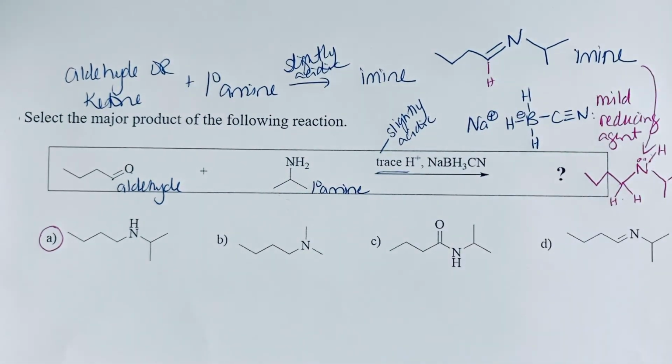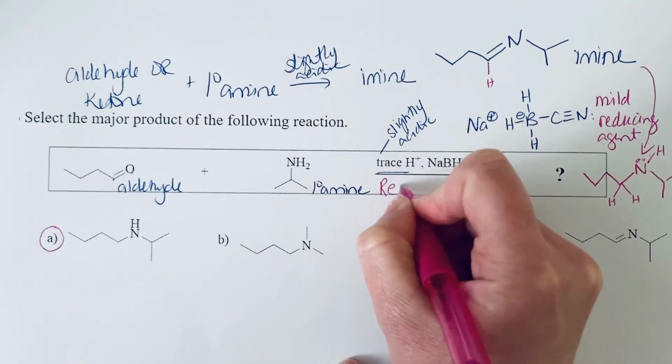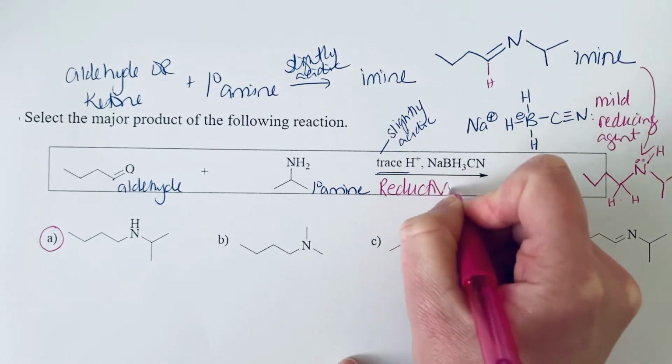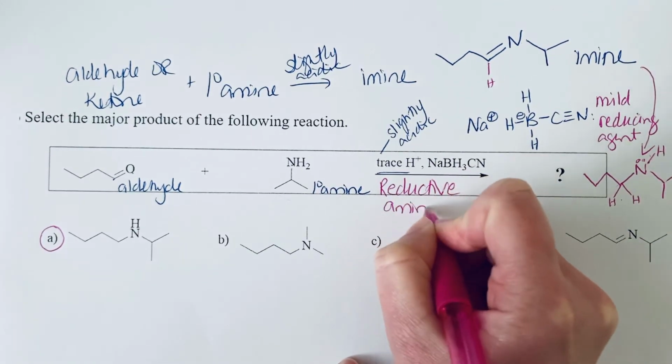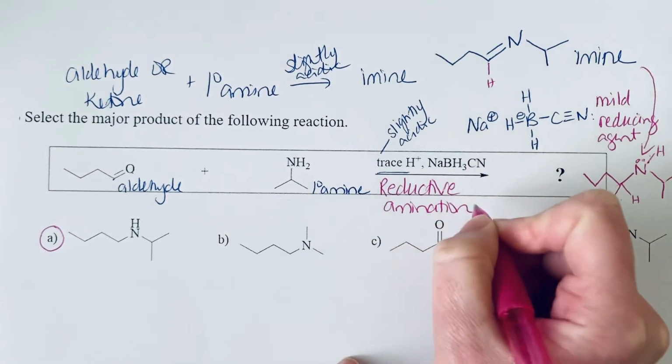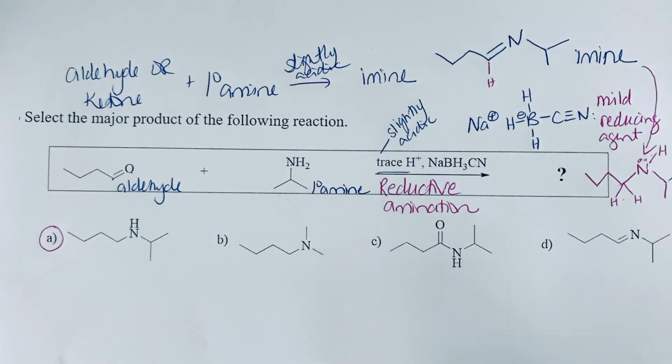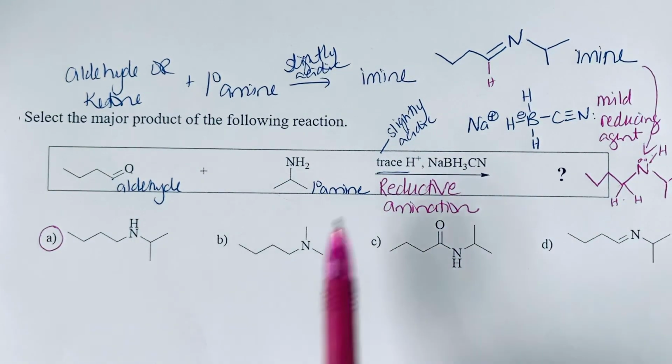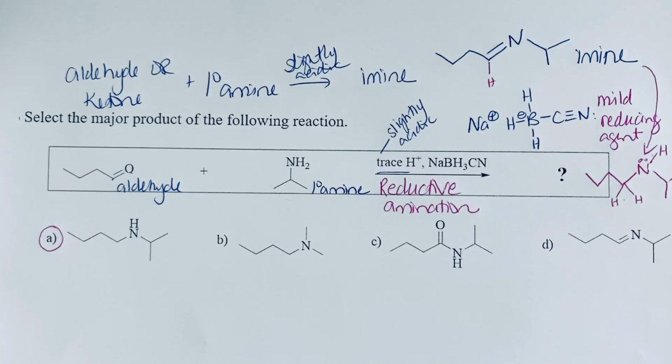So this is a really nice way to take an aldehyde or a ketone and directly make an amine. And so this is known as a reductive amination. So you can do this reaction with either an aldehyde or a ketone and either a primary amine or a secondary amine, and you will reduce it to the amine product.